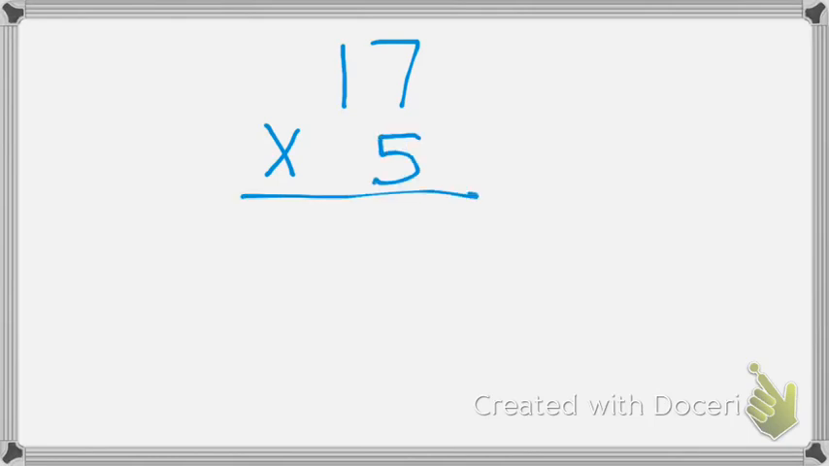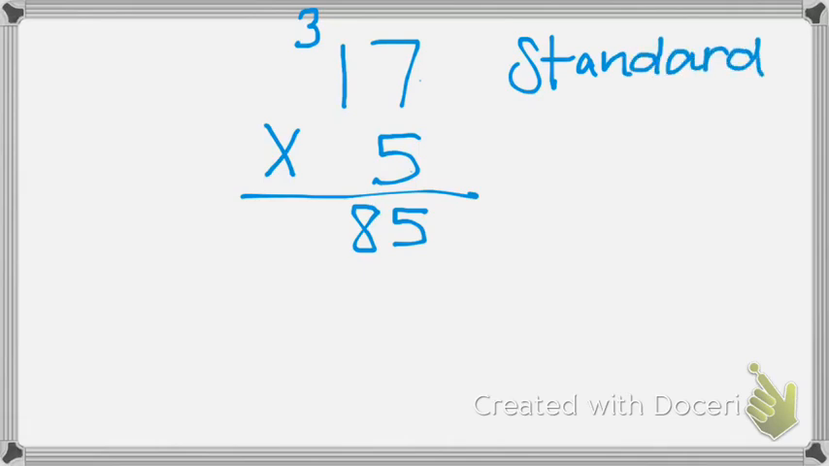And then we're also going to do 17 times 5 using standard. So we start by doing our 5 times our 7 to get 35. When we do standard algorithm, we always regroup. So we carry our 3. Now we'll do 5 times 1 gives me 5, plus 3 gives me 8. So my answer is 85. So when I compare both my answers, they are both the same, as they should be.